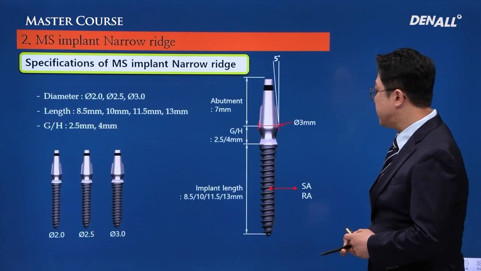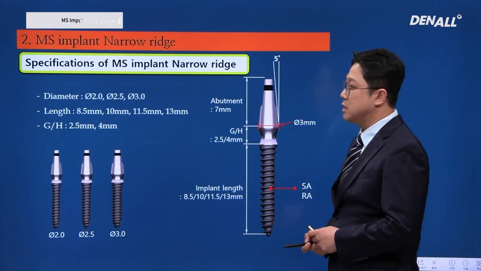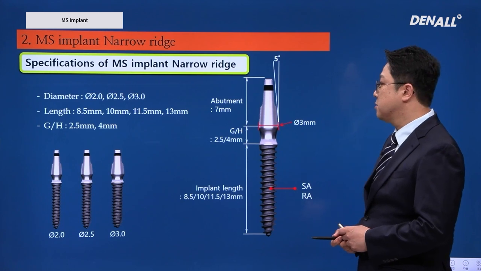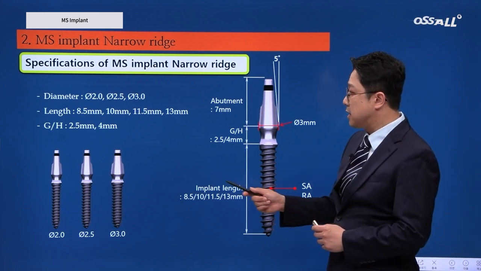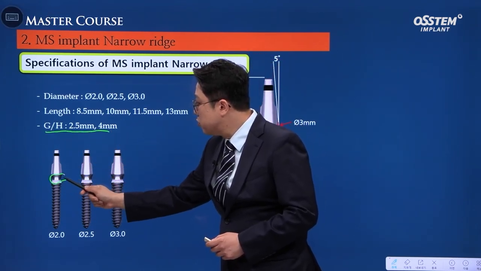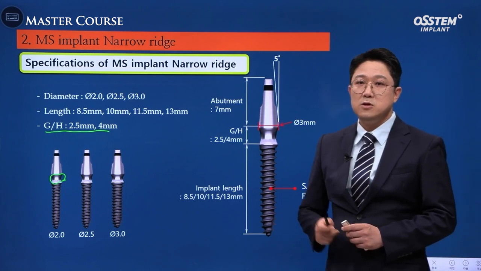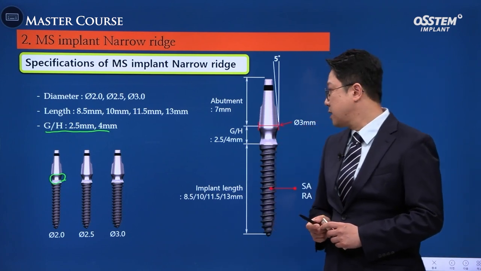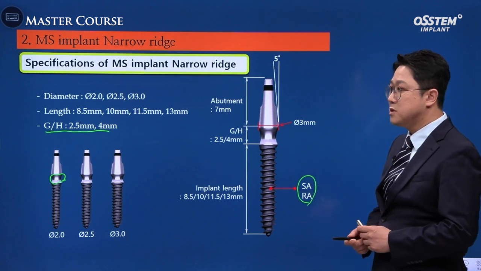MS implant. The diameters range from 2.0, 2.5, and 3.0. The length is 8.5, 10 mm, 11.5, and 13 mm. As mentioned, the gingival height can be divided into 2.5 and 4 mm. You can select it depending on the thickness of soft tissue. The surface can be divided into SA and RA.